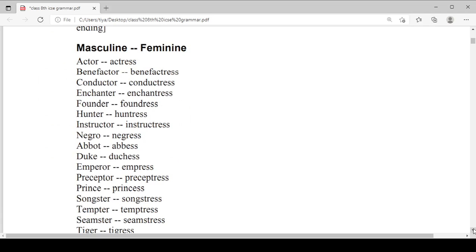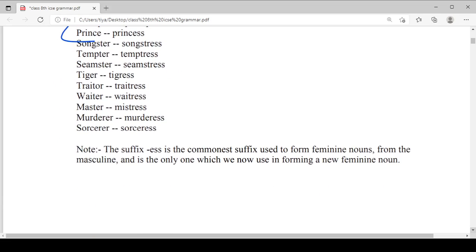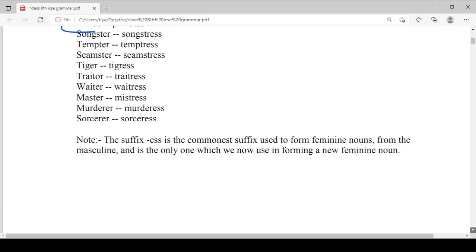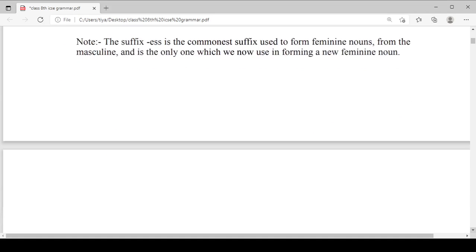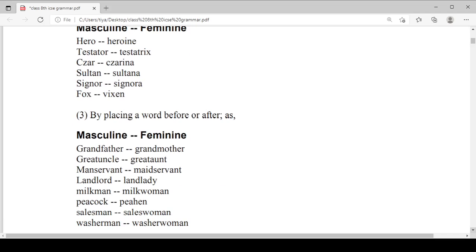Masculine and feminine genders: actor, actress; benefactor, benefactress; conductor, conductress; enchanter, enchantress; founder, foundress; hunter, huntress; instructor, instructress; negro, negress. The list is so long, you can easily read this list and just remember it in your mind. This will be helpful for you to categorize the masculine and the feminine genders.